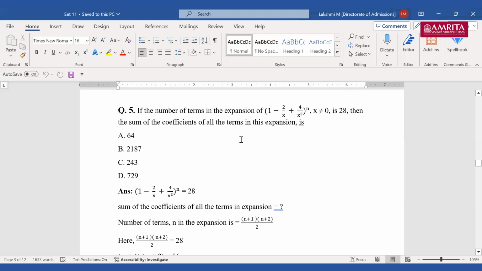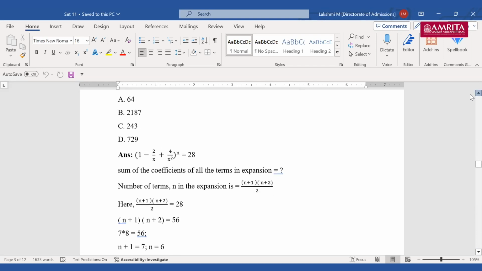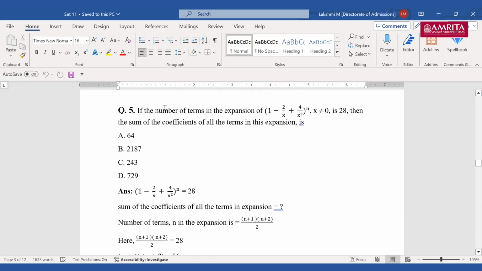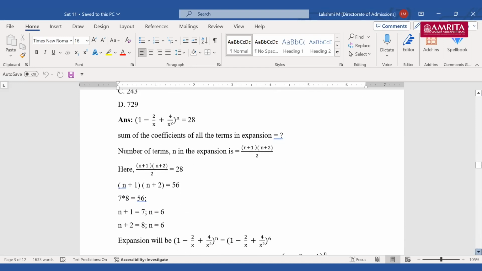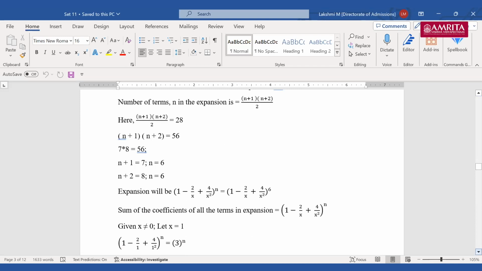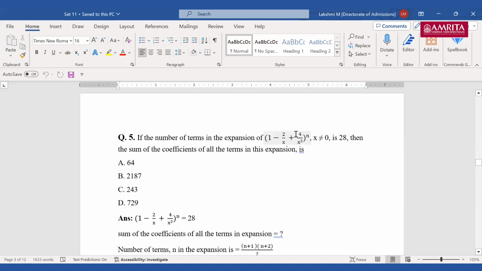So when you look into the terms, it's from 1 to n plus 1, right? So the number of terms in the expansion we will be able to rewrite as n plus 1 into n plus 2 by 2. And here in the question, it's given that the number of terms in the expansion is 28. So it's n plus 1 into n plus 2 by 2 equal to 28. So you got an equation where you will be able to find out the value of n. If you have the value of n, then it's really easy.